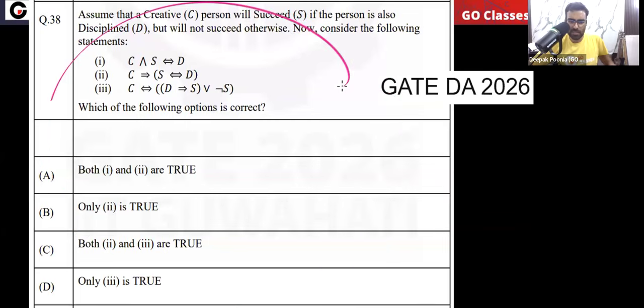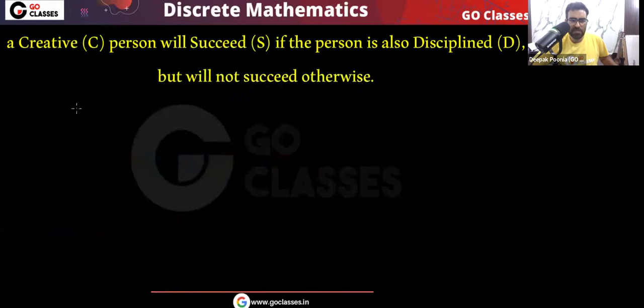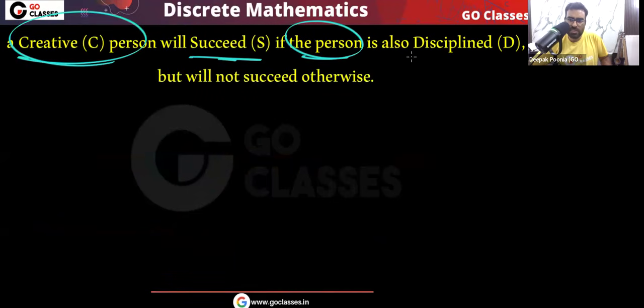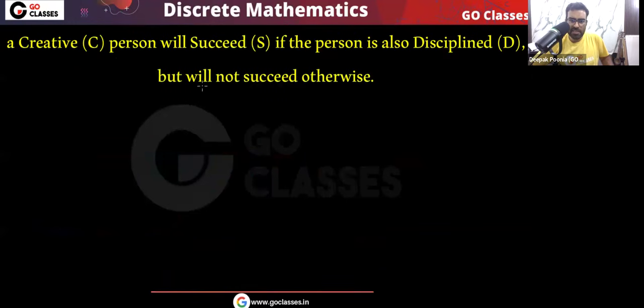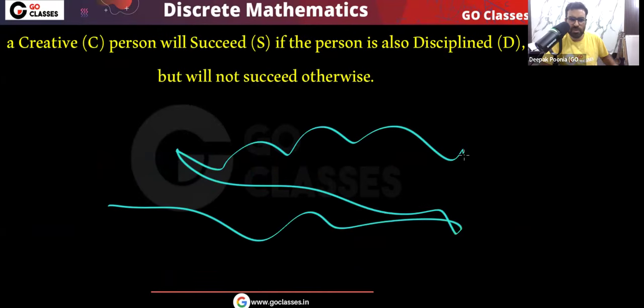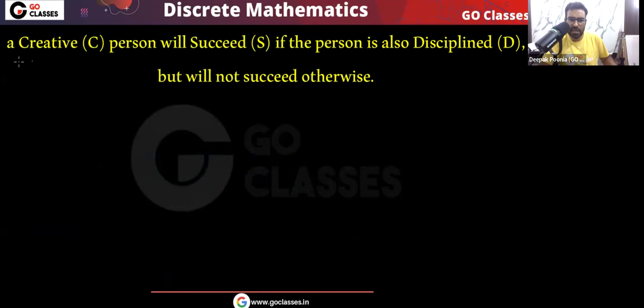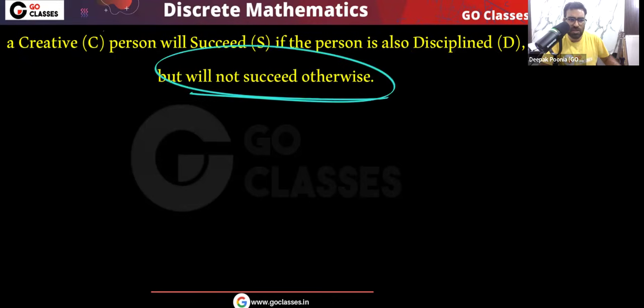Okay, now let's come back to this GATE DA 2026 question. I'm saying that a creative person will succeed if the creative person is disciplined. Otherwise, the creative person will not succeed. Here we are making a claim only for the creative person. We are not saying anything about the non creative people. If you are non creative, then you may succeed, you may not succeed, you may be disciplined, you may not be disciplined. I don't care. I am not addressing the non creative people. We are only addressing the creative people. A creative person will succeed if disciplined. Otherwise, the creative person will not succeed.